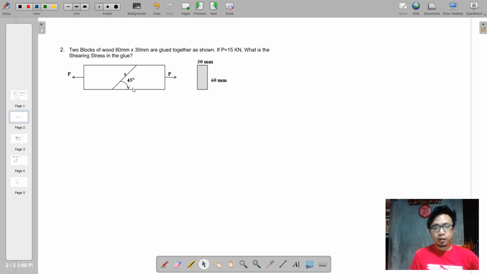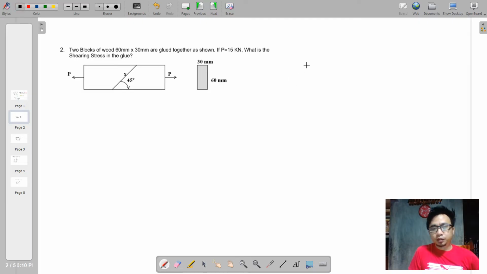So in here, it is obvious that the component of P will become your shear or the cutting force, or what we call the tangential force that will be transmitted on X. Okay, so what will be the shearing stress in the glue? So basically, we will just have to separate the free body diagram.